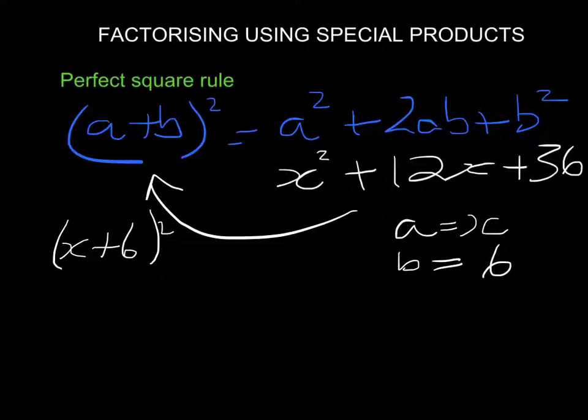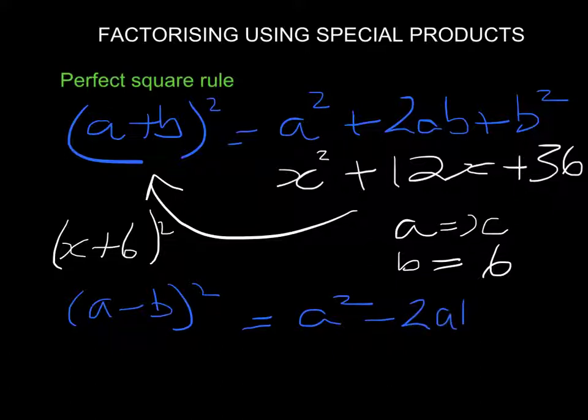It won't always be in the form of a plus b. You might have (a minus b) all squared, which of course the only difference is that I have a minus instead of a plus in the middle, for what would be my x coefficient in the middle. I'd have minus 2ab plus, of course, b squared. And that's because negative b times negative b is going to give me a positive b squared anyway.